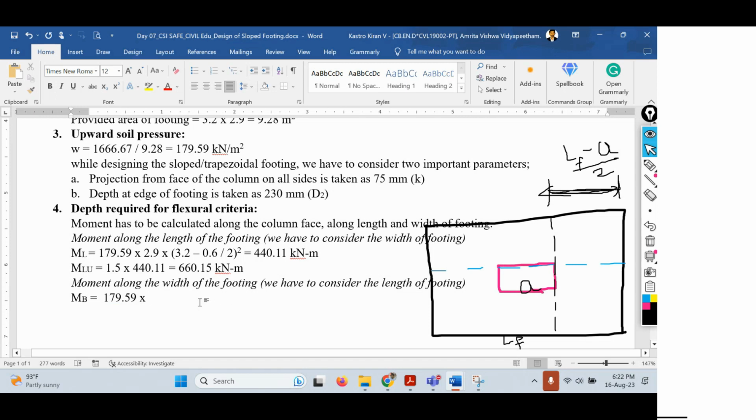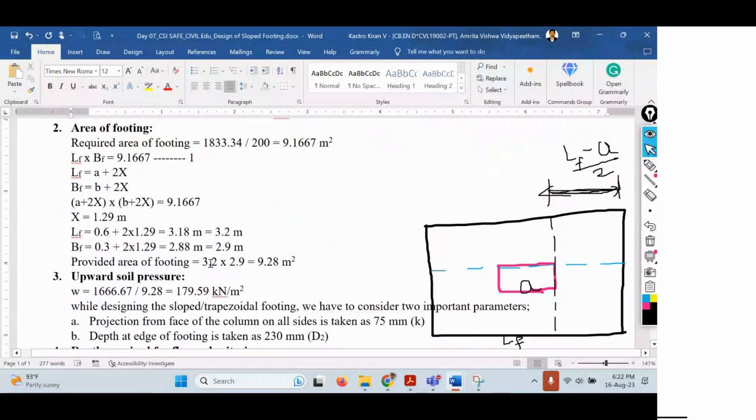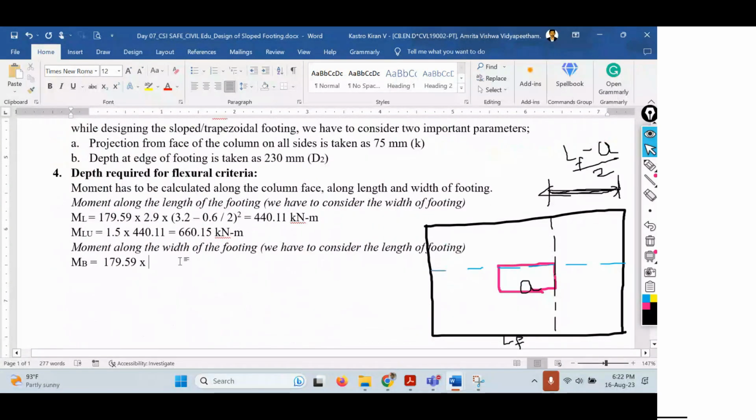What is the length of the footing? The length of the footing is 3.2, into this value. So along the width we are calculating. So what will this value become? We have to find out this value along the width. So how do we get this value?